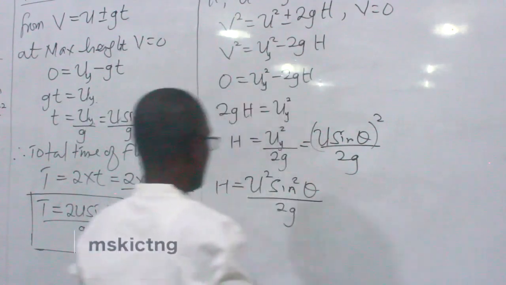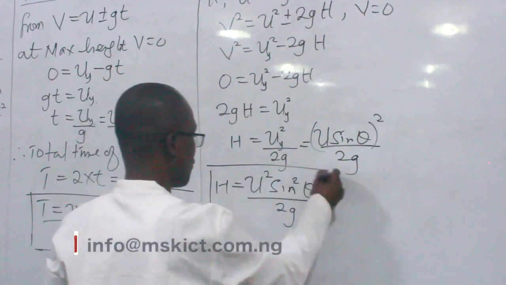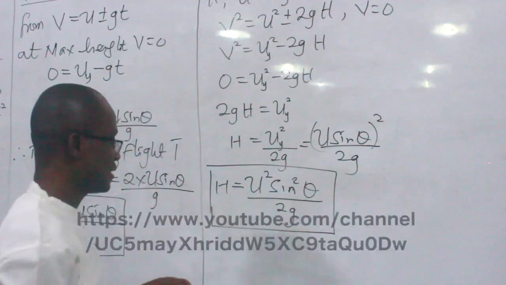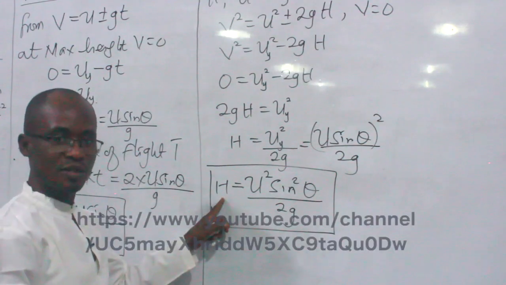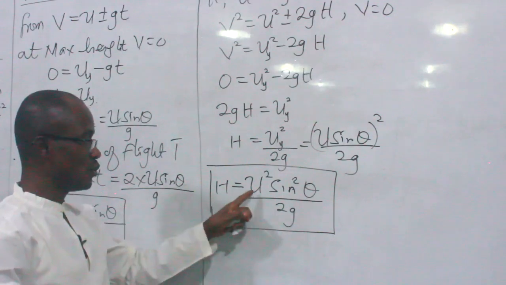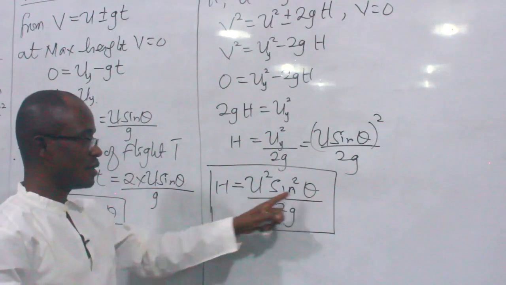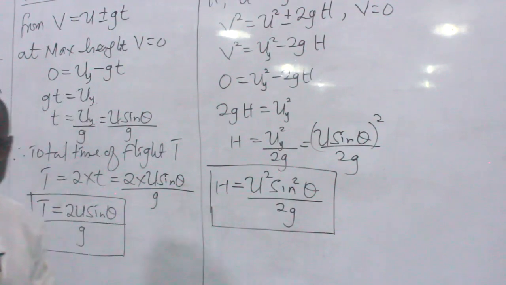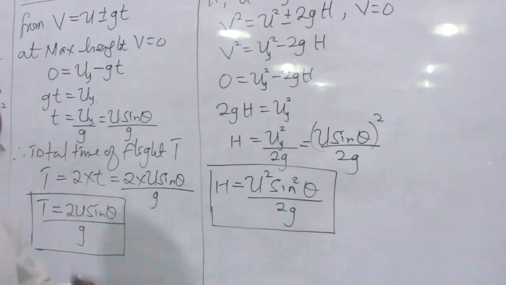So at the end of the day, this is an expression for the maximum height, where H stands for the maximum height, U is the initial velocity, and theta is the angle of projection to the horizontal. Let's take a break. When we come back, we solve more.